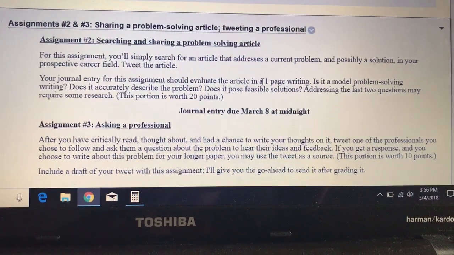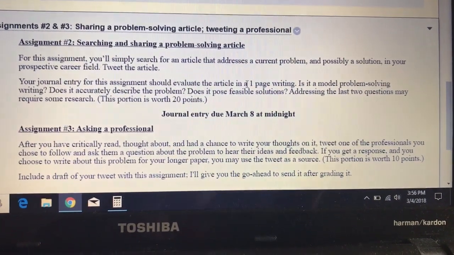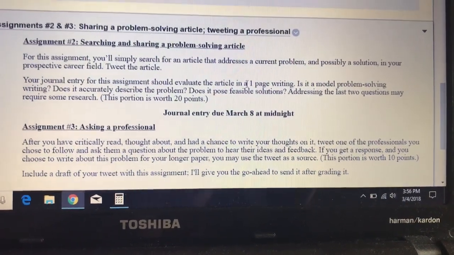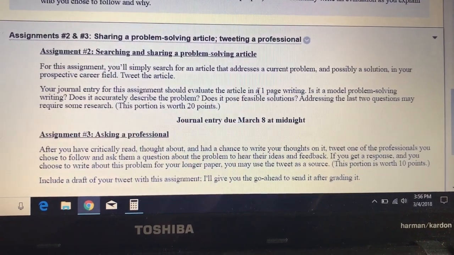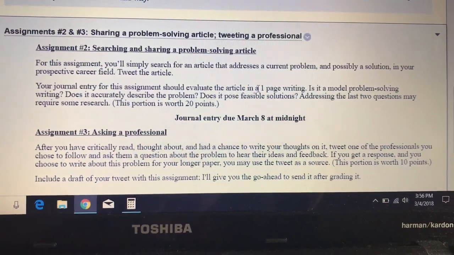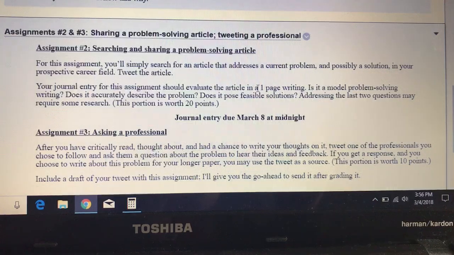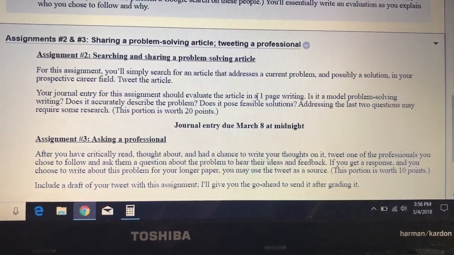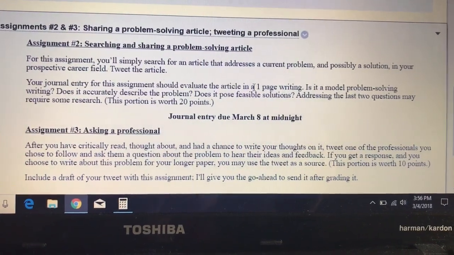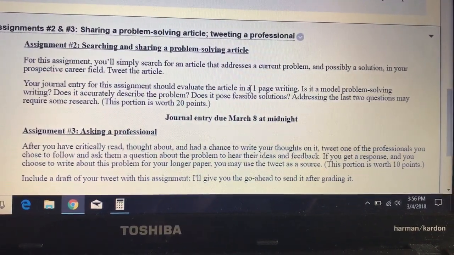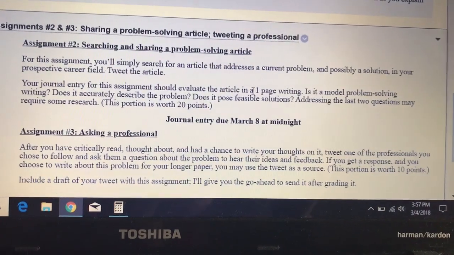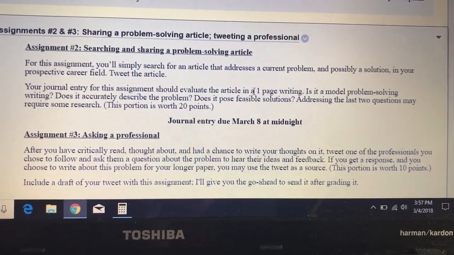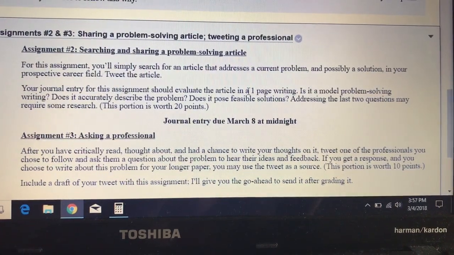The third part of this assignment asks you to tweet a professional. After you have read this article, thought about it, and done your research to determine whether or not these solutions are feasible, or if it's accurately described the problem, I want you to tweet one of the professionals that you've chosen to follow and ask them a question about the problem or the solution in hopes to hear their ideas or their feedback. So you're going to draft your tweet in this assignment.